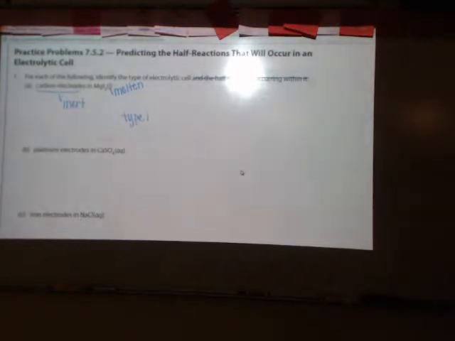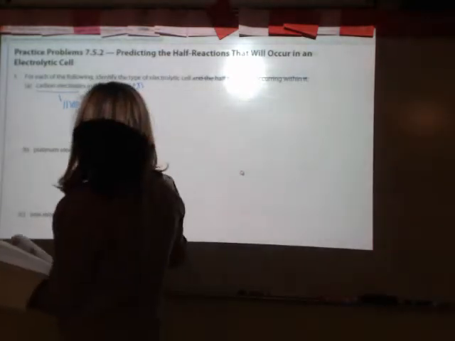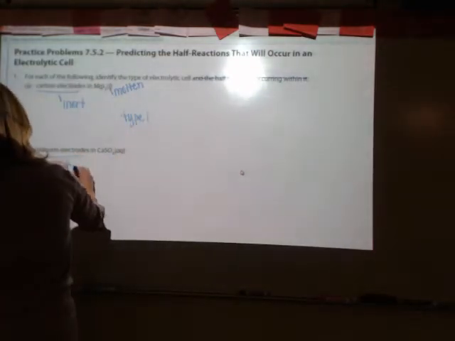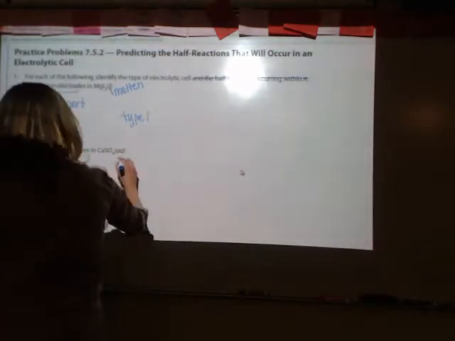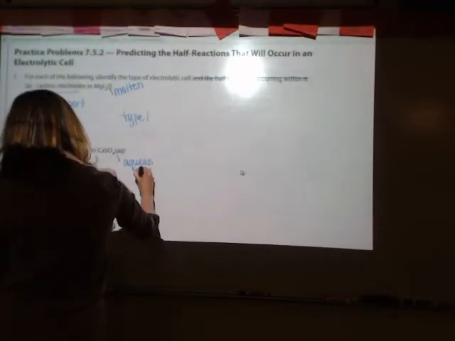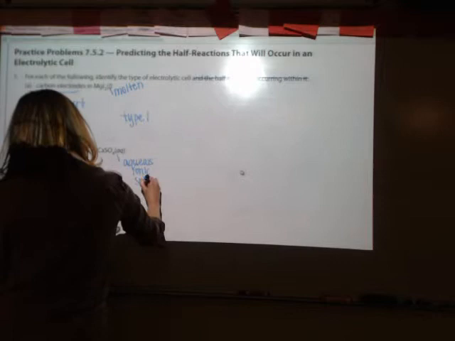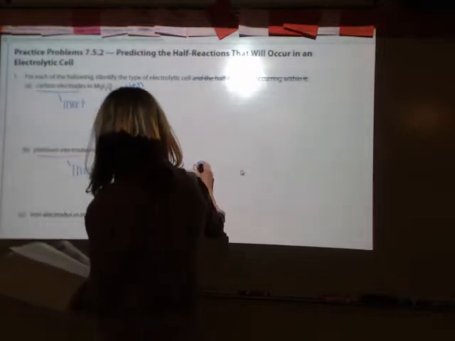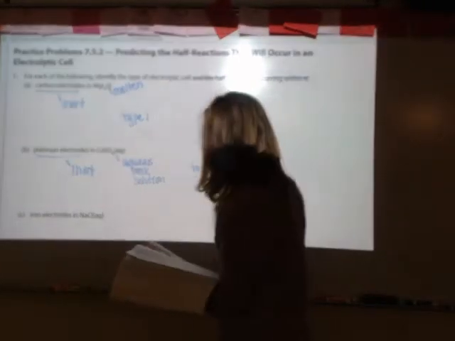Okay, let's go to letter B. Platinum electrodes in a calcium sulfate solution. So platinum electrodes are inert, and then your calcium sulfate solution, this would be an aqueous ionic solution. So this would be type 2.